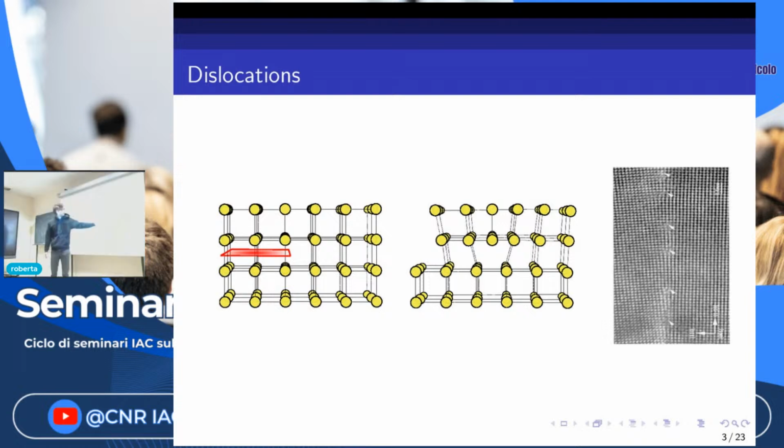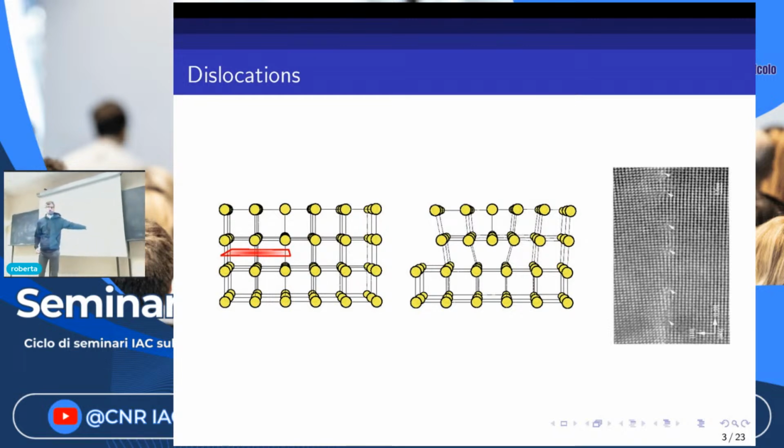The pile of atoms that contain the boundary of the half plane, which is the extra half plane, is what is called the dislocation line. It is more than a line because it's the boundary of the plane. Here, I guess maybe you cannot see it.